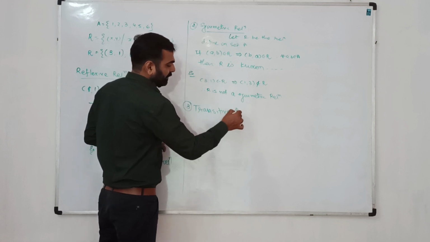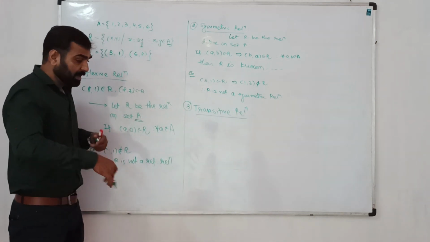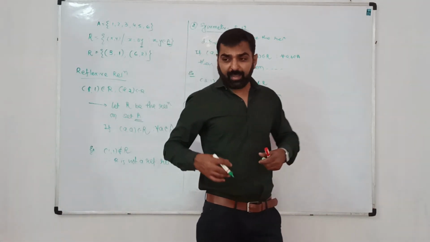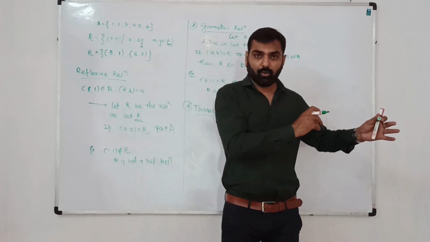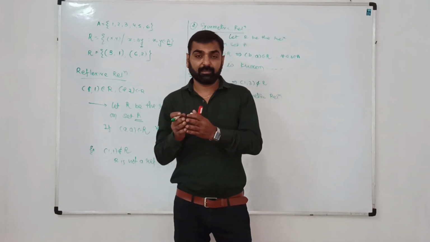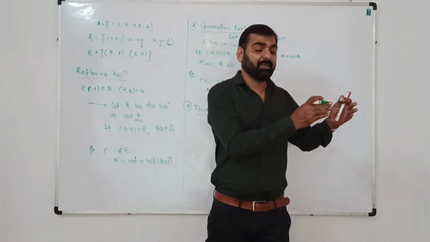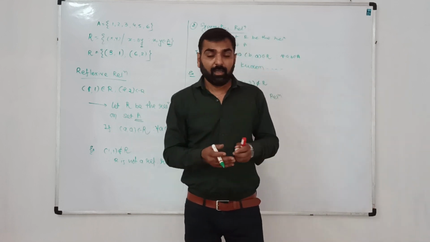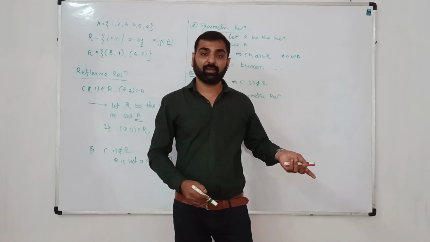relation. What will be the definition of the transitive relation? Transitive is transfer. It is like a love guru. Say A is known to B and B is known to C. Person A is in the context of person B and B is in the context of person C. So using B, if we contact A directly to C, then it is a transitive relation.